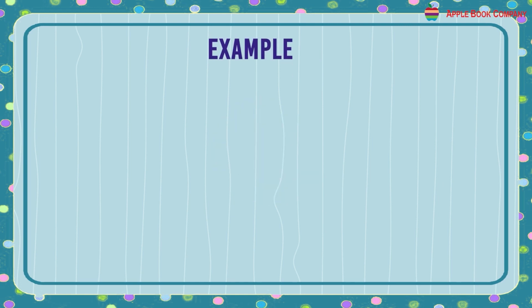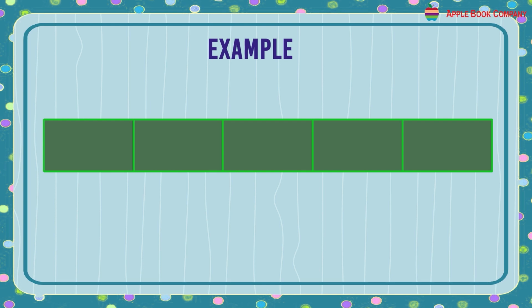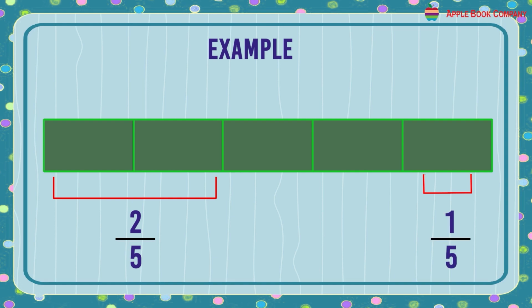For example, a ribbon has been divided into 5 equal parts, to explain the concept of numerator and denominator. Say you want to consider 2 parts. So the parts you consider go in the numerator. So the answer is 2/5. If you want to consider one part of the entire ribbon, then the answer is 1/5.